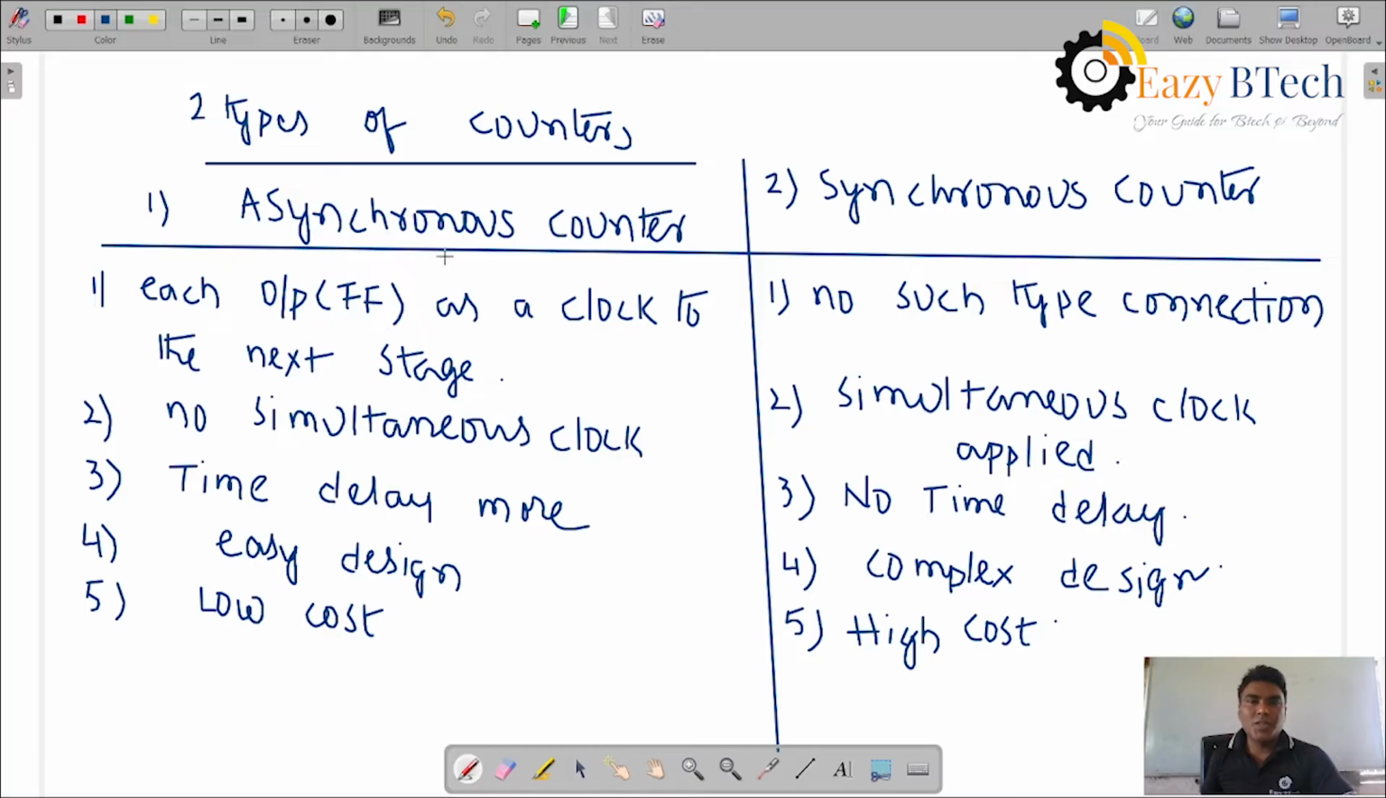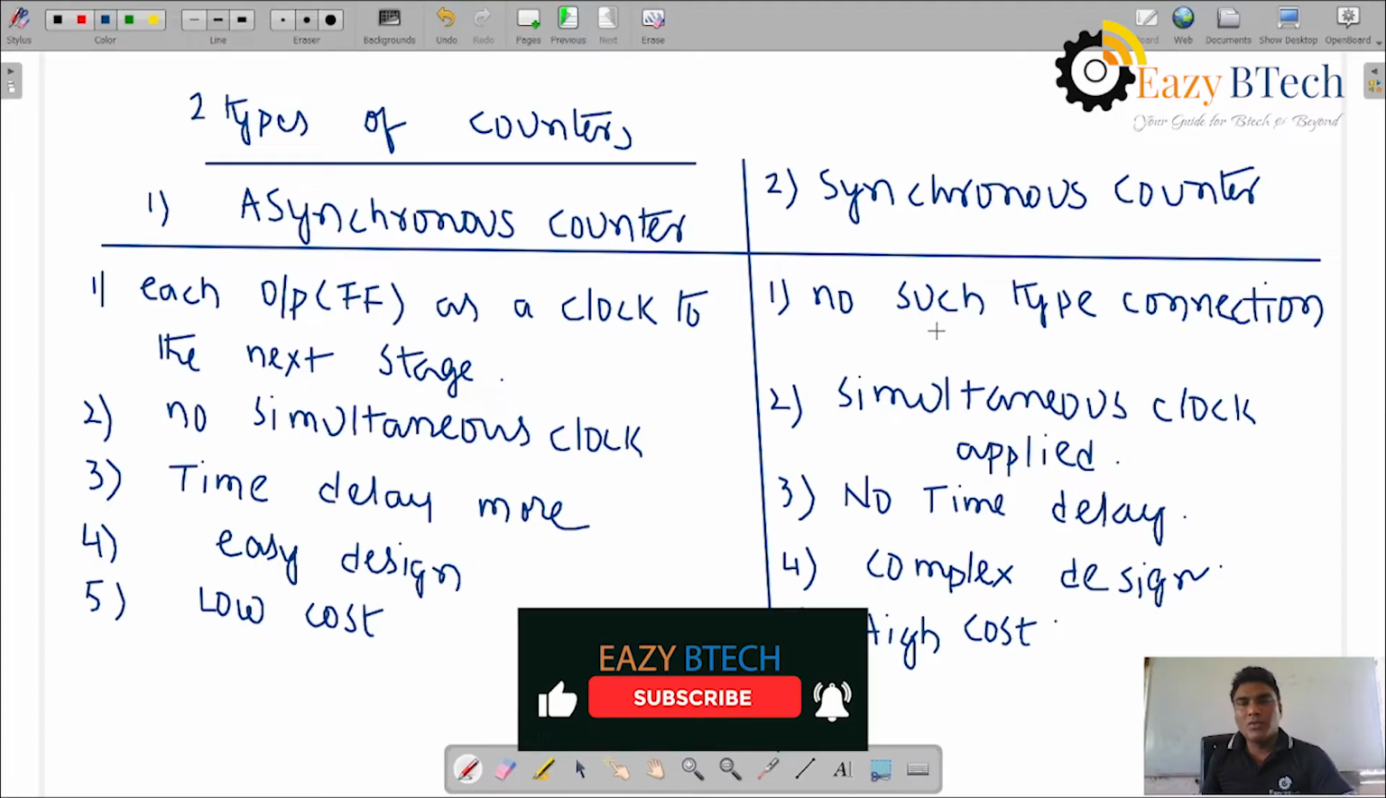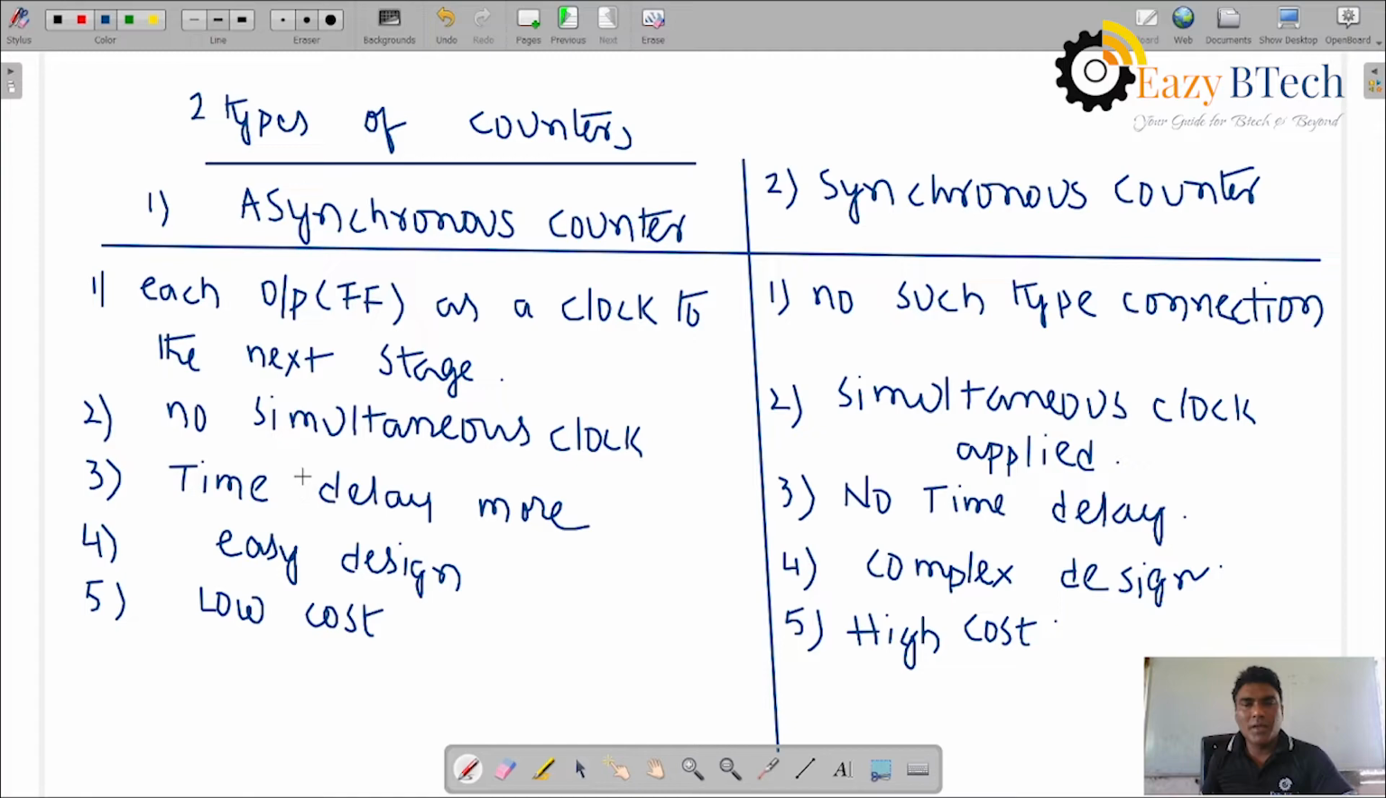So in asynchronous, each flip flop output has a clock to the next stage; in synchronous, no such connection. Asynchronous has no simultaneous clock; synchronous has simultaneous clock. Time delay is more in asynchronous, as it should wait for the output of the first flip flop as a clock to the next stage. In synchronous there is no need to wait, so no time delay. Asynchronous is easy to design, synchronous is a complex design. Asynchronous is low cost, and synchronous is somewhat high cost. So these are the differences between asynchronous and synchronous counter.